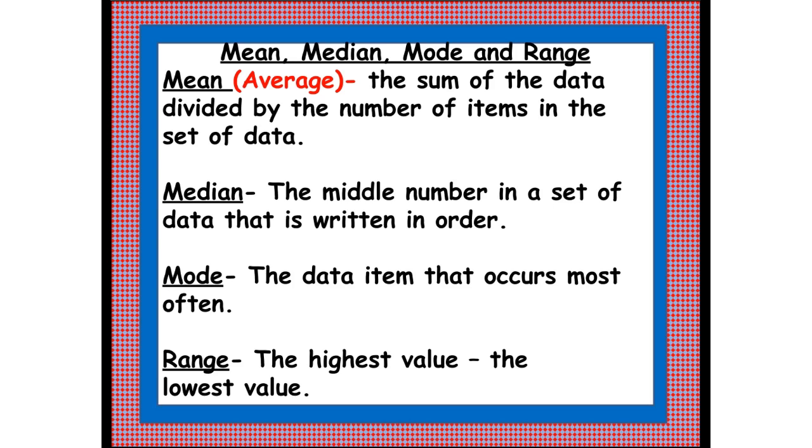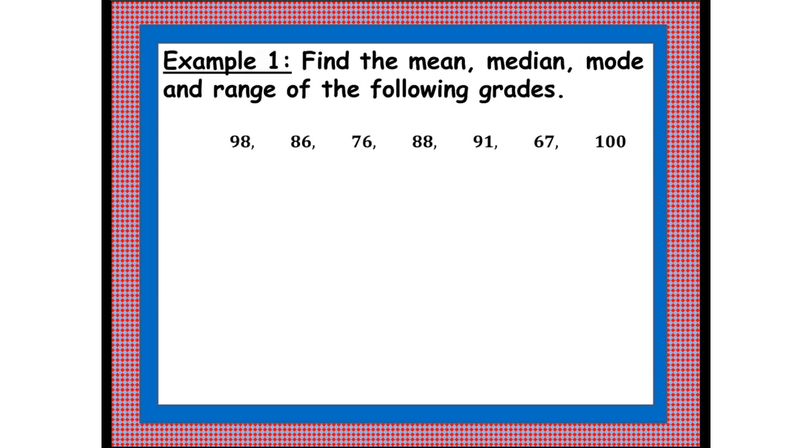Mode, the mode is the data item that occurs most often. And the range, the highest value minus the lowest value. Pause the video if you need more time to write that down.